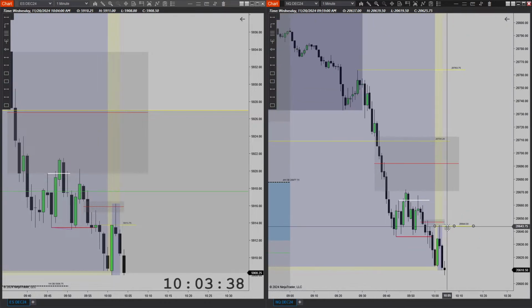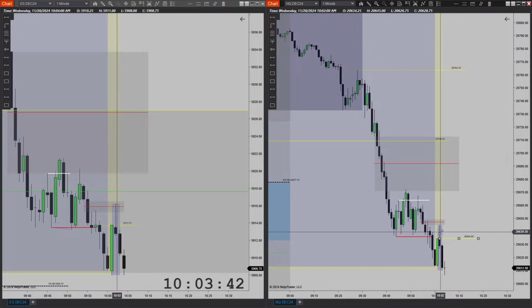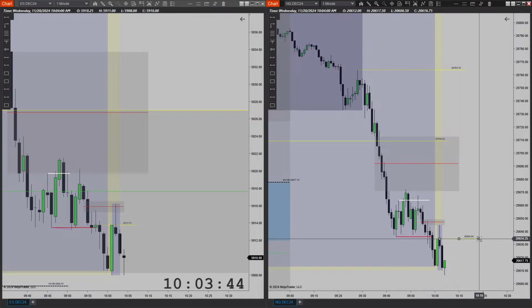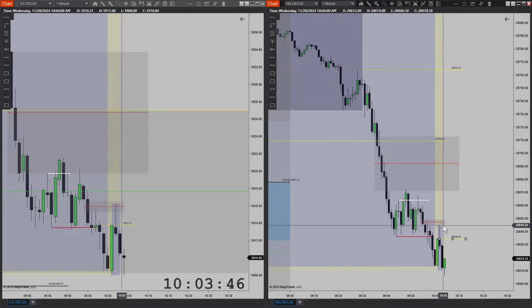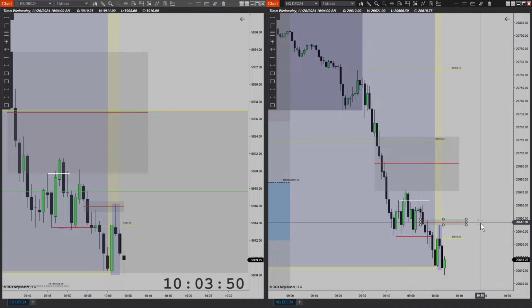So the fact that YM still hasn't swept that 15-minute low, that's the only thing keeping me anticipating that trade if it comes. If it doesn't, then I'm not gonna take any more chances. And today might just be one of those days where there is no trade.